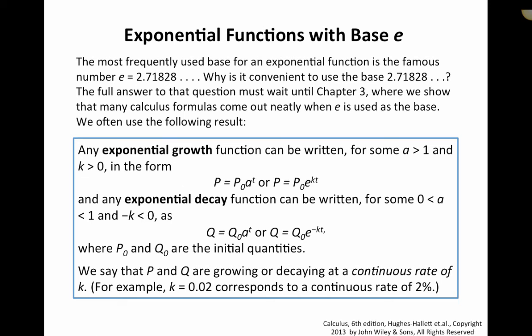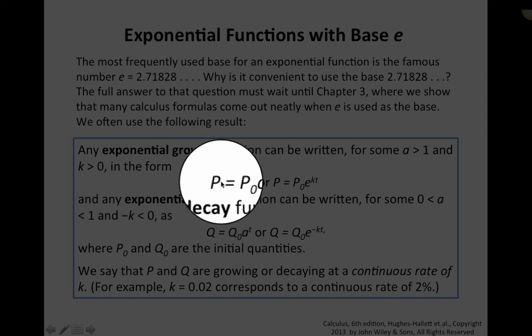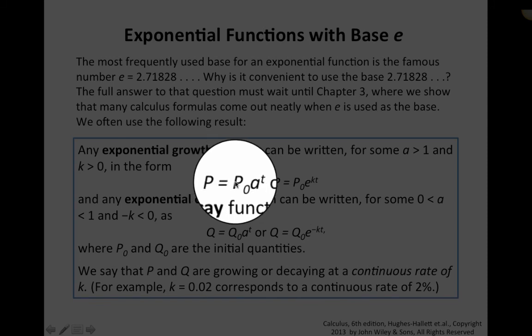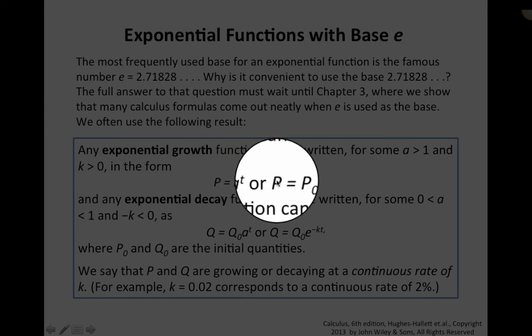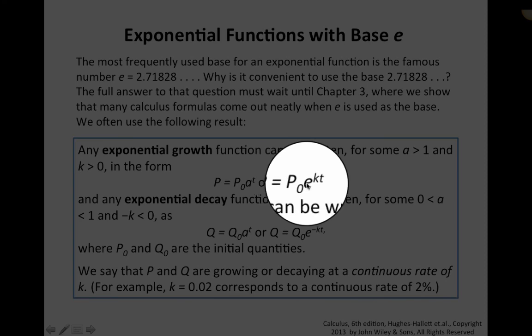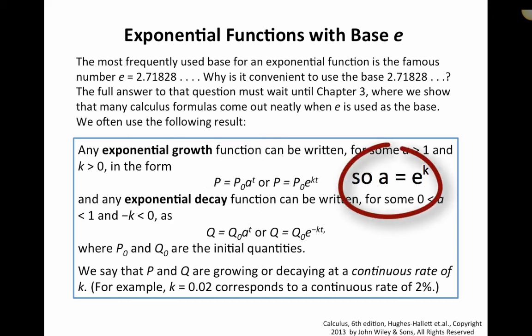I would really like to call your attention down here to the first line. These two equations can be equivalent. So P can equal P naught a to the t. We've said that throughout this video. Or you could write it as P equals P naught e to the kt. Now think about that. The two expressions on the right side are equal. So we're just replacing a with e to some exponent, and having that be equivalent to a. So we can rewrite anything in terms of e.